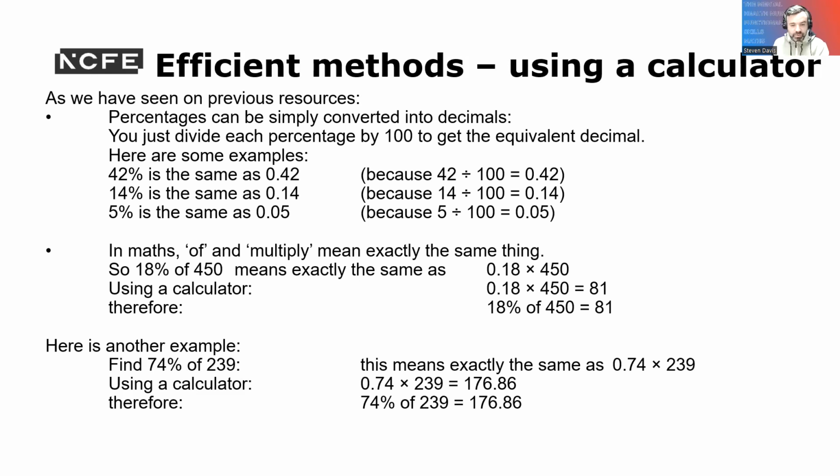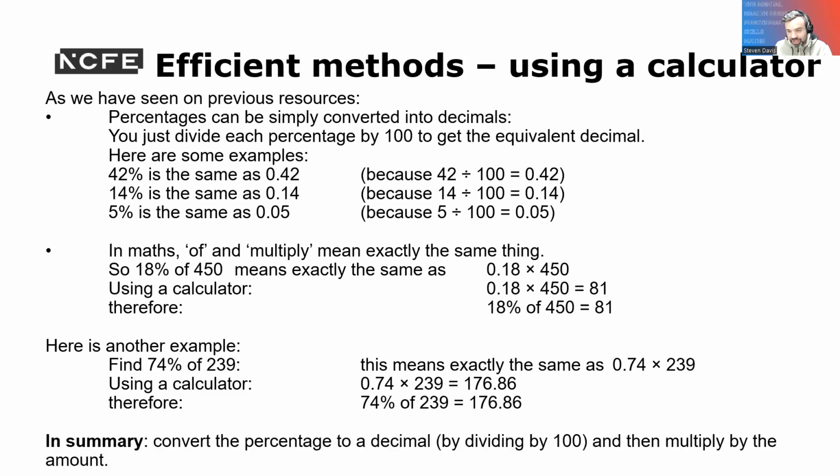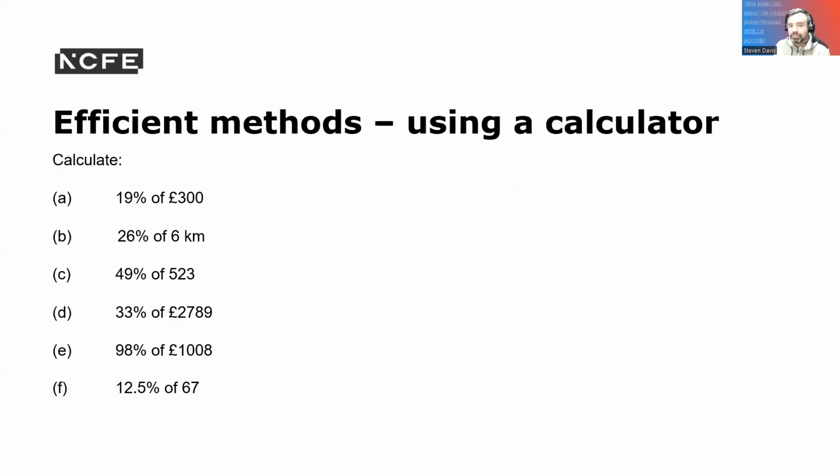Here's another example. So find 74% of 239. So we put that as a decimal. 0.74 times 239 equals 176.86. Therefore, 74% of 239 equals 176.86. In summary, convert the percentage to a decimal by dividing by 100, then multiply that amount.